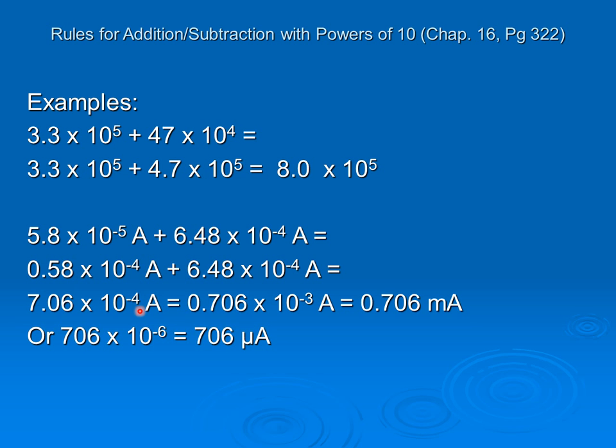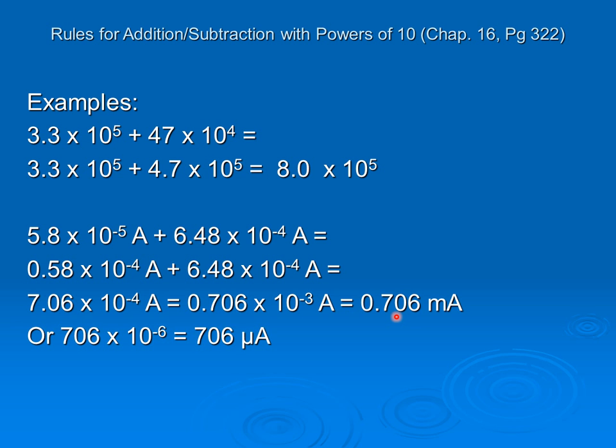But the problem is, there is no engineering prefix for 10 to the negative 4, right? So we went back to 10 to the negative 3, since the power is increased. Negative 4 to negative 3 is increased by 1. Since we increased the power, we moved the decimal point 1 position to the left, because if the power is increased, we decrease the number. Now we know this is 10 to the negative 3, which is milli, so we add the prefix. So that becomes 0.706 milliamps.